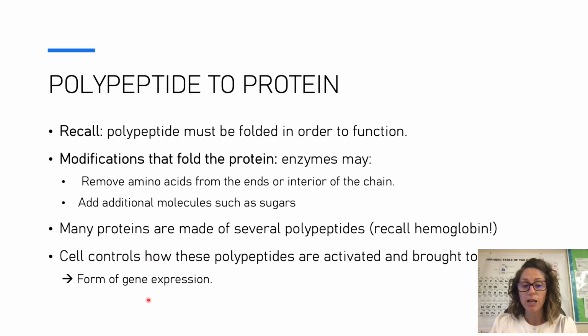Many proteins are made of several polypeptides, remember hemoglobin, and the cell controls how these polypeptides are activated and brought to use. And this is a form of gene expression. Okay, so that is our translation and the different steps involved. So we have the initiation, elongation, and termination.